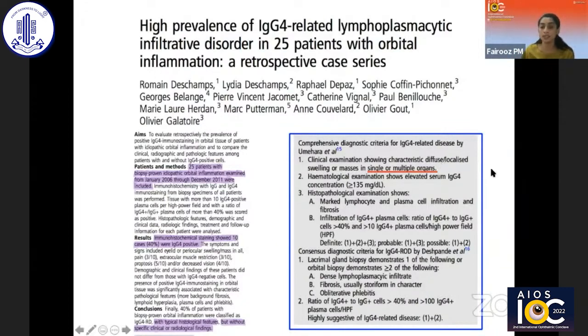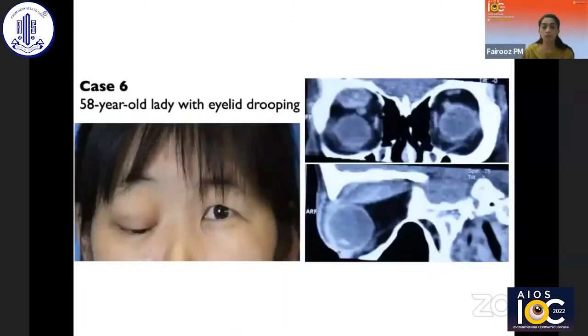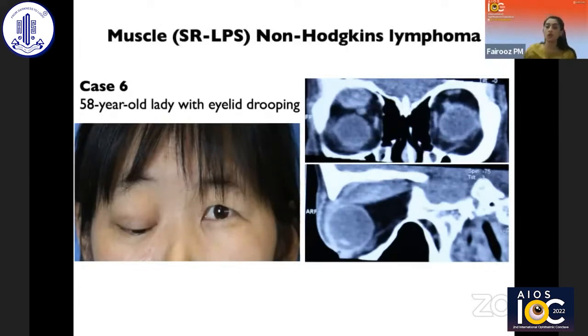IgG4 related disease has to be ruled out, and this is how he looks after systemic steroids. A very interesting case, diagnosed as myositis. She was put on steroids, but there has been recurrence, and this is how her superior rectus LPS complex is enlarged. Well, a biopsy was done, and this came out to be a non-Hodgkin's lymphoma. So even lymphoproliferative disorders can simulate an idiopathic orbital inflammatory disease.